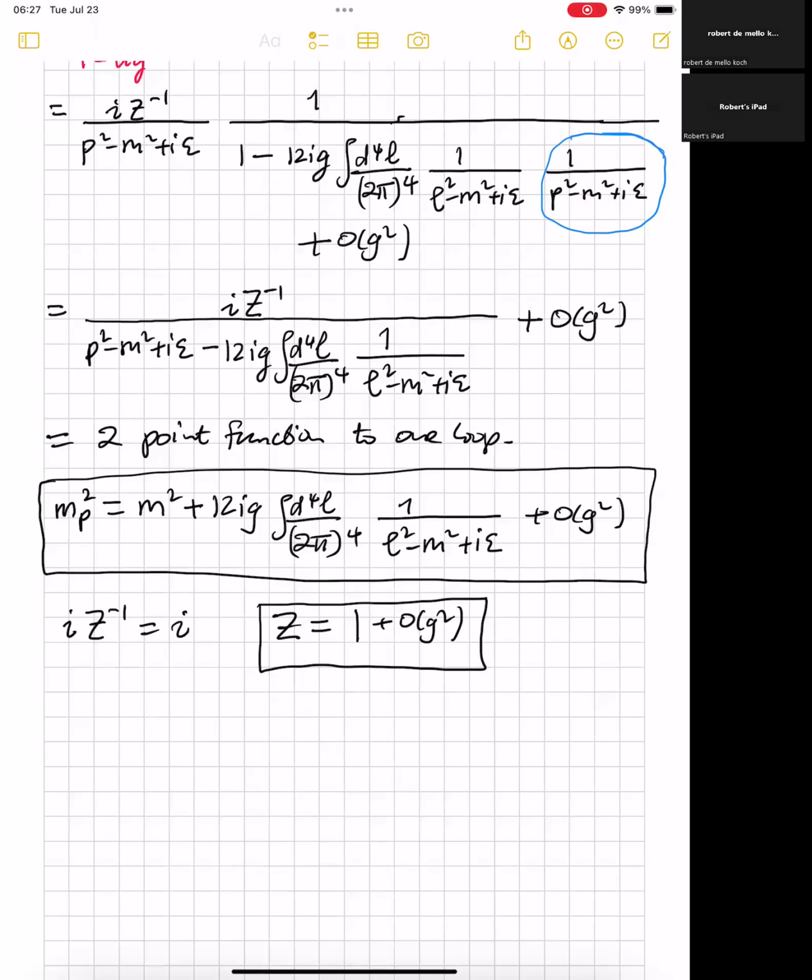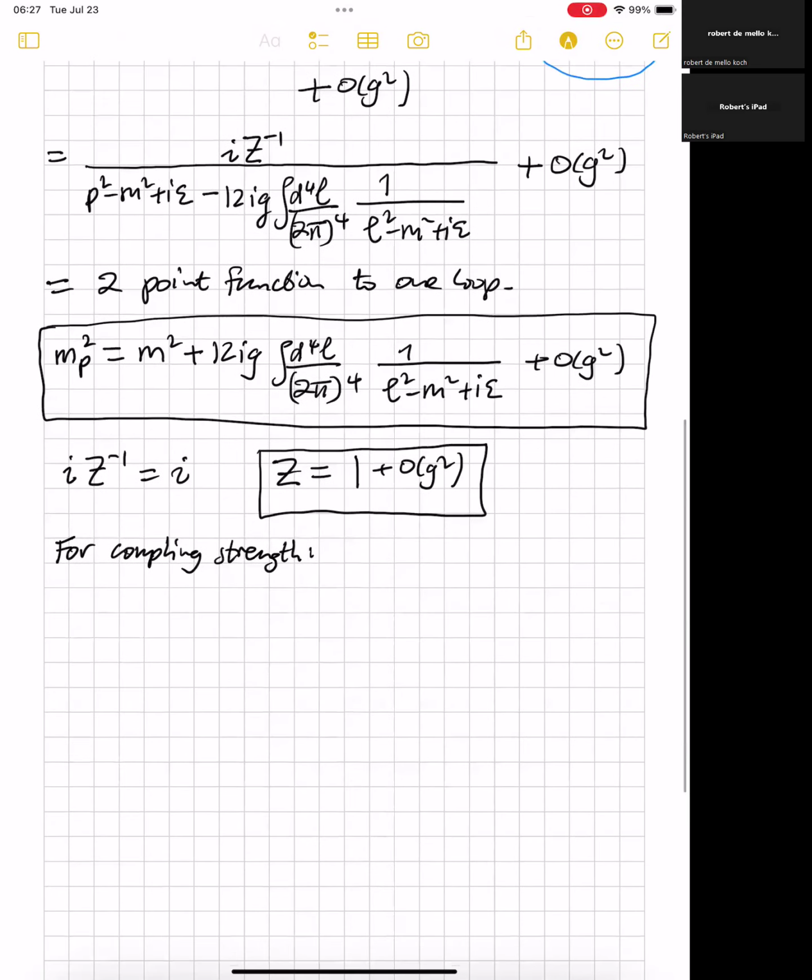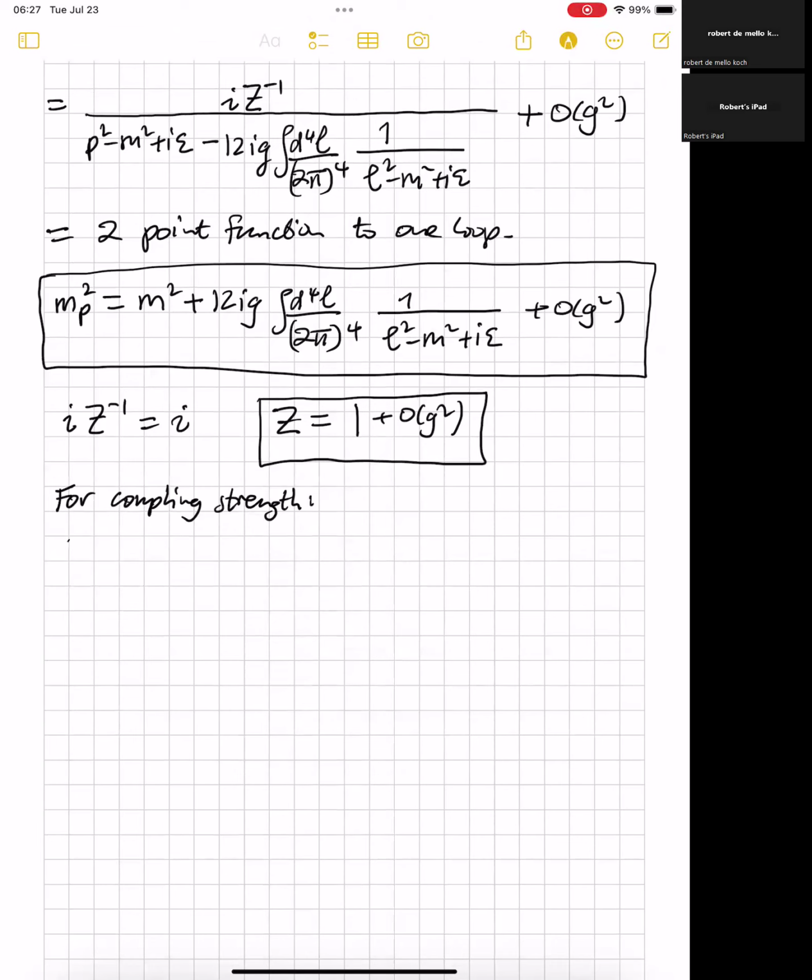Okay, so now we want to write down the matching condition for the coupling. And if you remember, for the coupling strength, the equation was the following. So for the coupling strength, we started off, we said we should take the 4-point function.